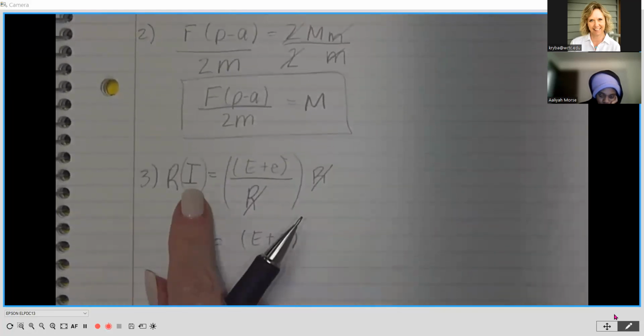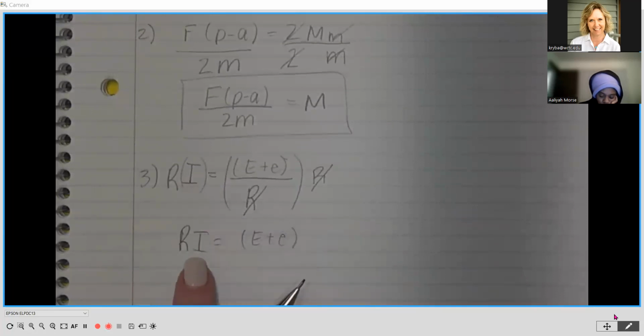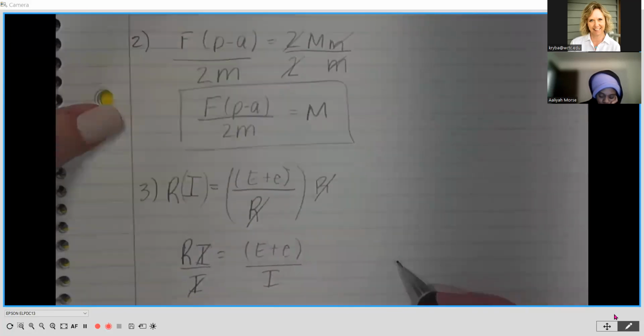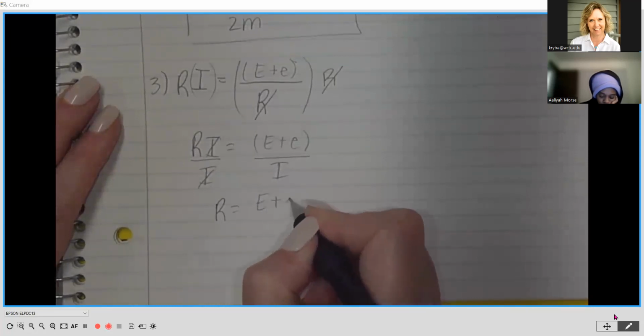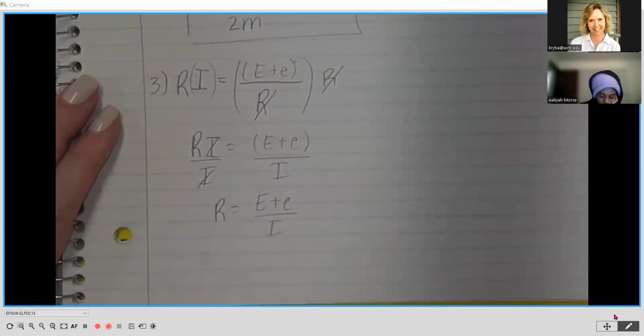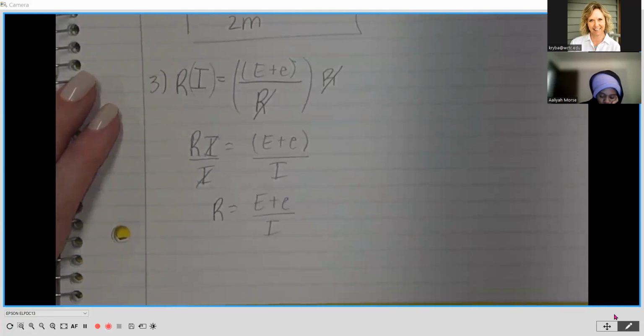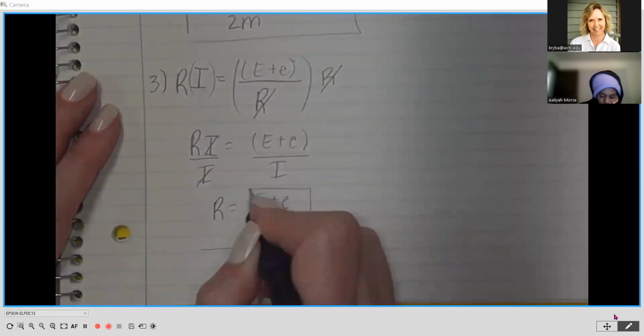And I need to now get rid of this I here. So I'm going to divide both sides by I. They cancel out on the left. And I'm going to end up with R is equal to E plus e over I. And if you keep the parentheses around the E's, that's fine. Or if you leave them off, that's fine too.